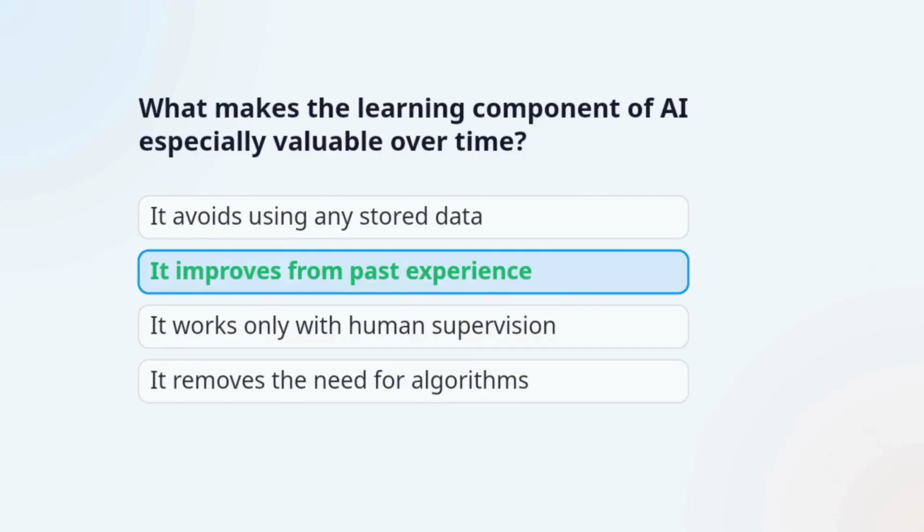The correct answer is, it improves from past experience. Learning allows AI to remember patterns and outcomes from earlier situations. That helps it adapt and perform better when similar problems appear again.